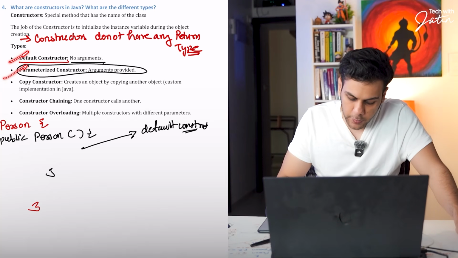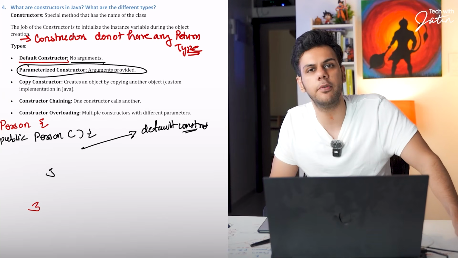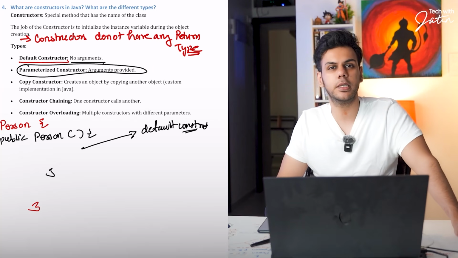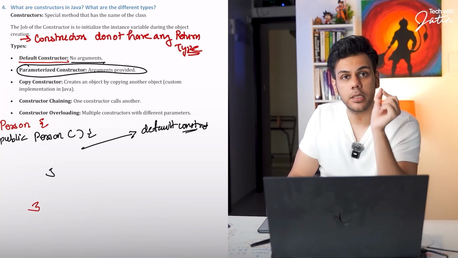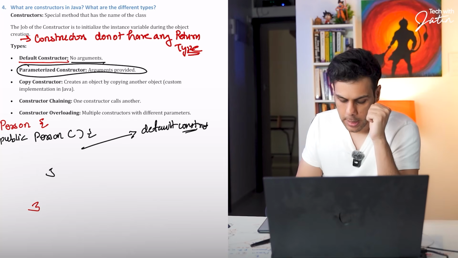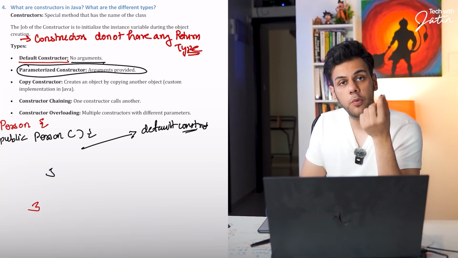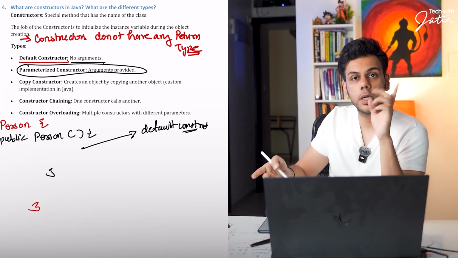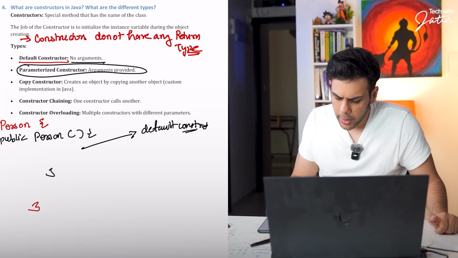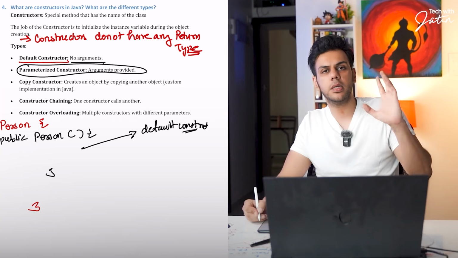So these are the different types of constructors which are there. You have a default constructor, which does not have any parameter. Parameterized constructors are constructors which have parameters. Copy constructors are used to create an object by copying data from another object. Constructor chaining means when one constructor calls another constructor. Then there is constructor overloading. You do method overloading, right? So over here, when you have constructors with different parameters, you call it constructor overloading.